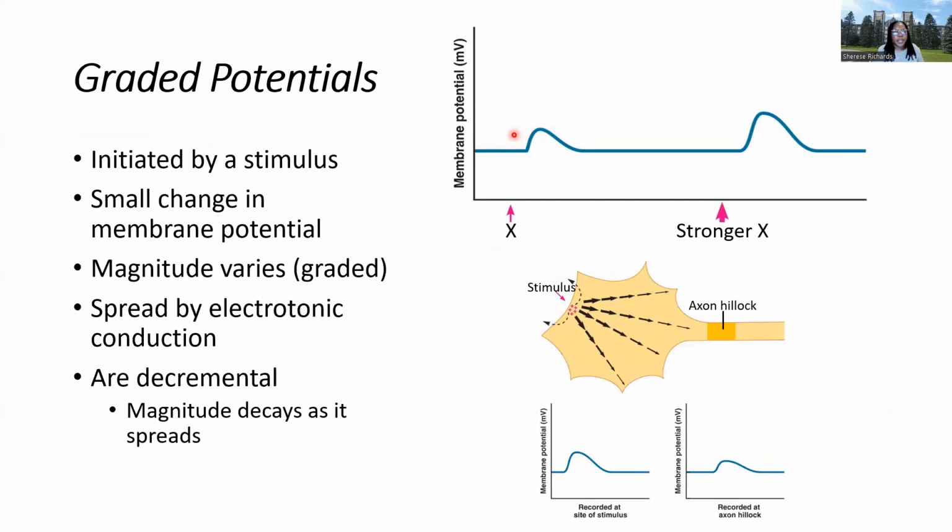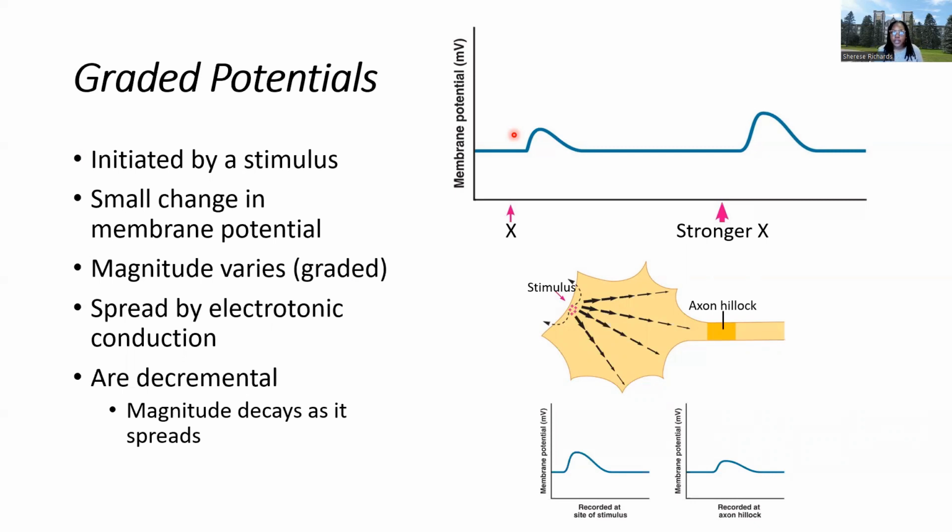Potentials will be stimulated or initiated by a stimulus. They're going to be a small change in the membrane potential. The magnitude is going to vary. So what we will see for the action potential is that it's all or nothing. Each action potential is identical. There's no variation or gradation in the magnitude.